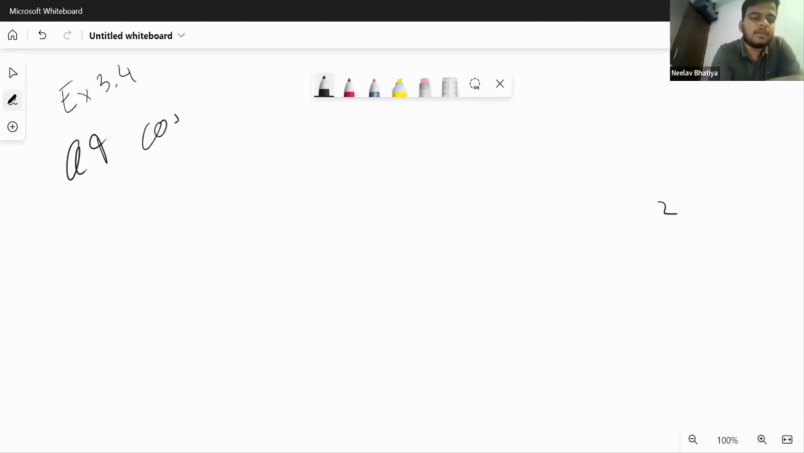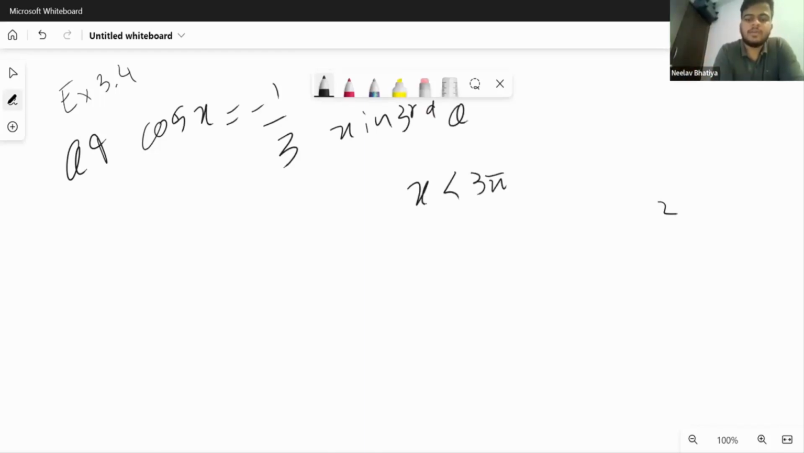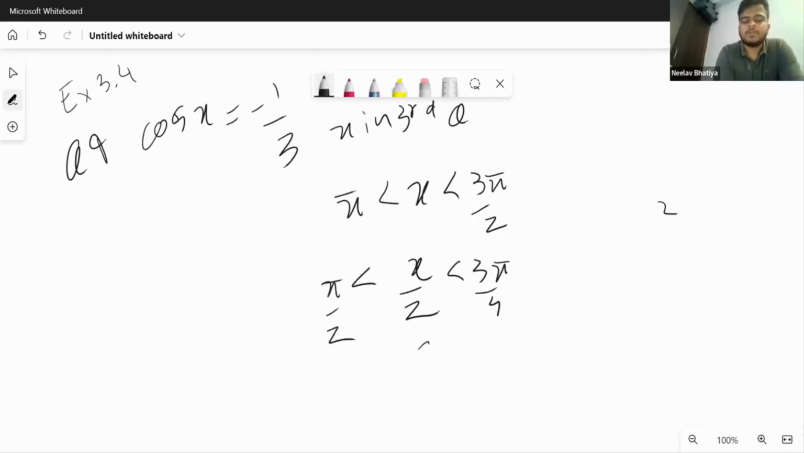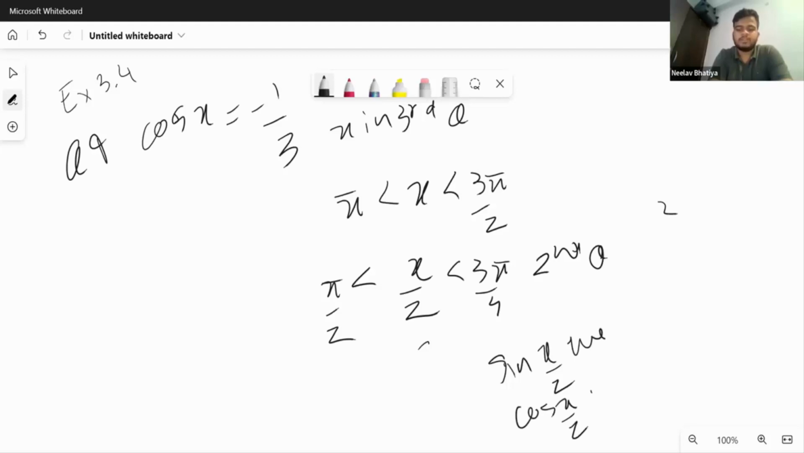You have cos x equals to minus 1 by 3, x in the third quadrant, so x is between pi and 3 pi by 2, x greater than pi. So x by 2 is less than 3 pi by 4, but greater than pi by 2. So x by 2 is in the second quadrant. Make sense? That makes sense, because it's less than 3 pi by 4, but it's greater than pi by 2. So sine x by 2 is positive, cos x by 2 is negative, tan x by 2 is also negative, correct? We have found out all the signs. We're going to solve it now.